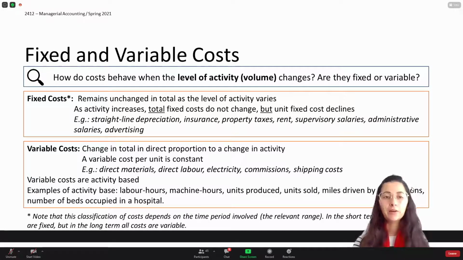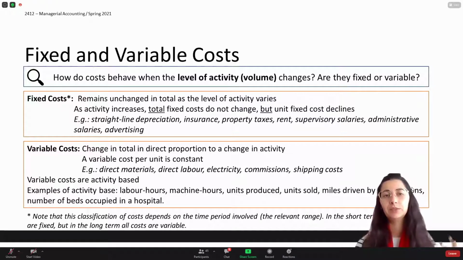When we look at variable costs, these are costs that change in total in direct proportion to a change in activity. If we produce more, we will also have a higher cost in proportion to the increased volume. What happens when we look at the unit variable cost is that it remains the same.